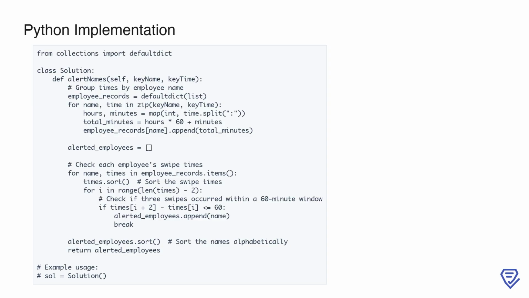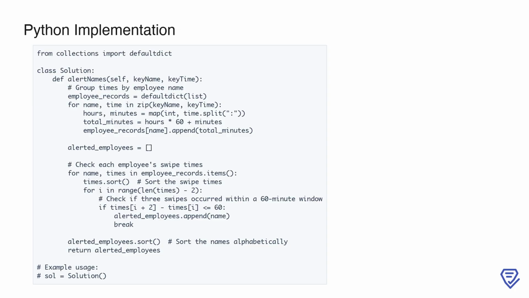We use a defaultdict to create a dictionary where each employee's name maps to a list of their swipe times. For each pair of name and time in the input, we convert the time into total minutes since midnight for easier computation. This value is then appended to the corresponding employee's list in the dictionary.